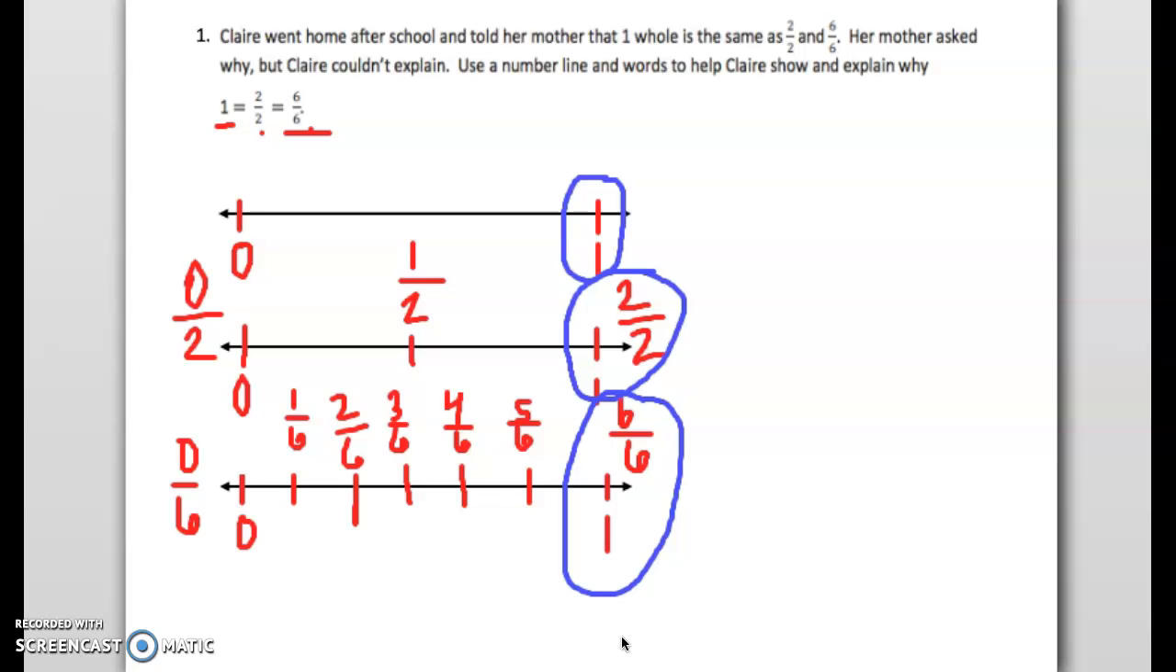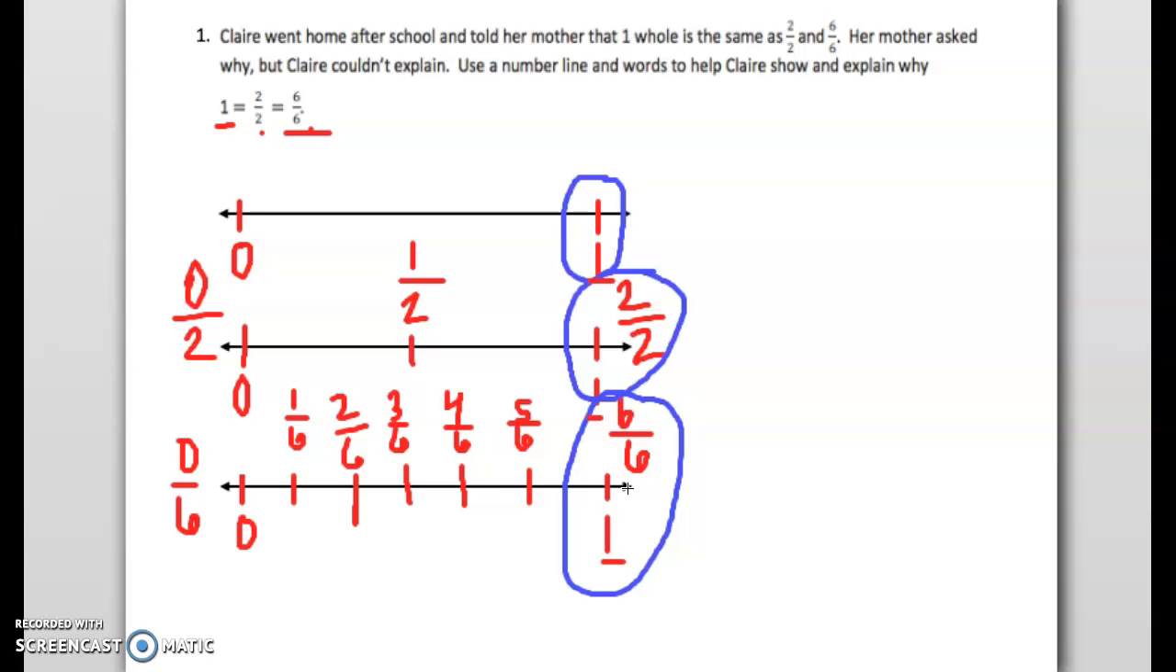So hopefully you realized that each of these numbers or fractions lie at the same point. Keep in mind, each of our number lines are the same length, they have the same endpoints, yet even though they are different fractional units, they all equal 1 whole. So in other words, we can say 1 whole is equal to 2 halves, which is equal to 6 sixths, since they all fall at the same whole number despite being different fractional units.